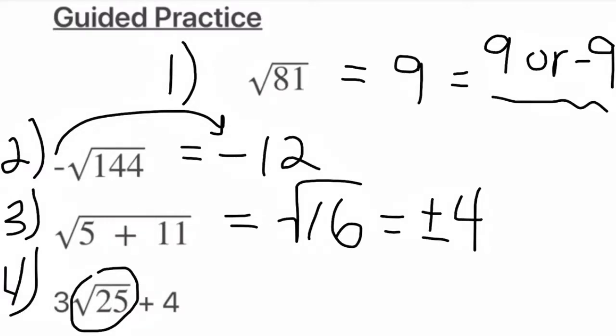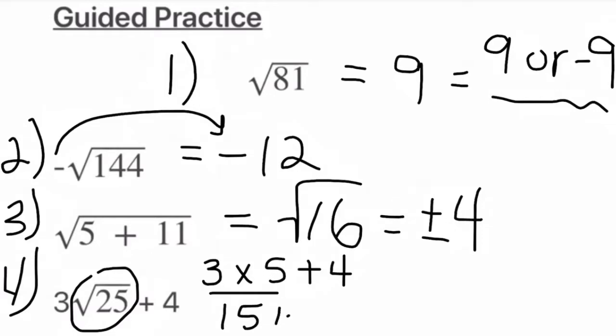So solving the radical first, it would be 3 times 5 plus 4. Remember, when you solve that, there is no symbol in between the 3 and the square root of 25, but we know that that's multiplication whenever there's no symbol there. So then we would multiply. 3 times 5 is 15 plus 4, and our answer would be 19.